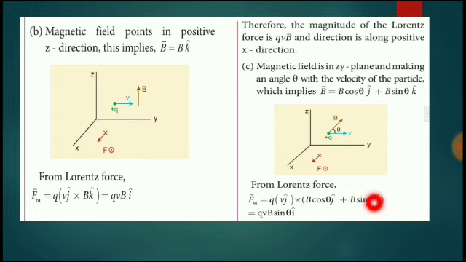So what will we get? The B cos theta j cap term will be 0, therefore the remaining is qvB sin theta i cap. In the same way, j cap cross k cap gives i cap.